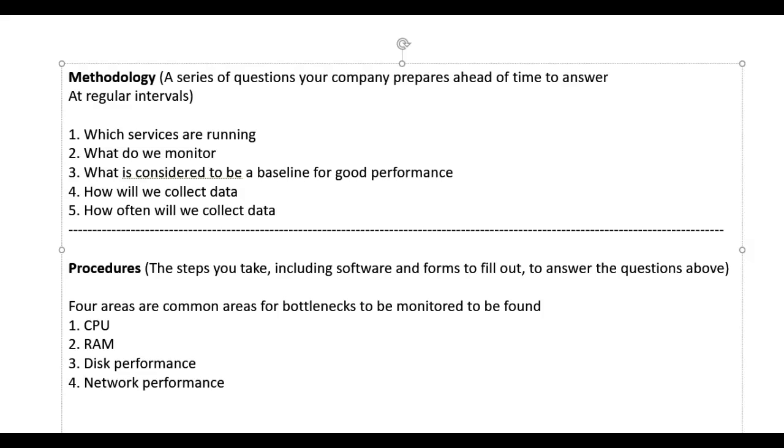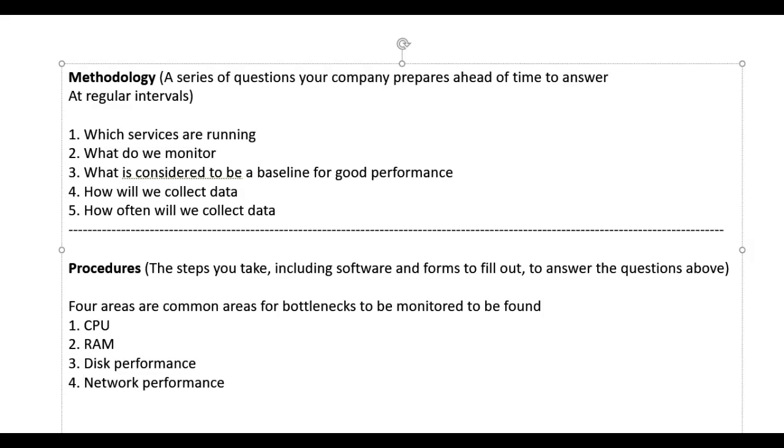So let's talk about these two terms because they do show up on the MTA exam. Methodology. When we talk about methodology, we're talking about a series of questions that your company prepares ahead of time to answer at some regular interval. So, in other words, what we're saying is you need to be systematic.